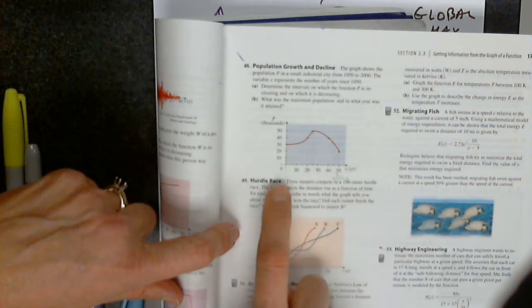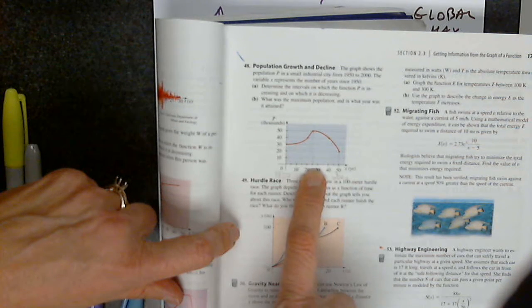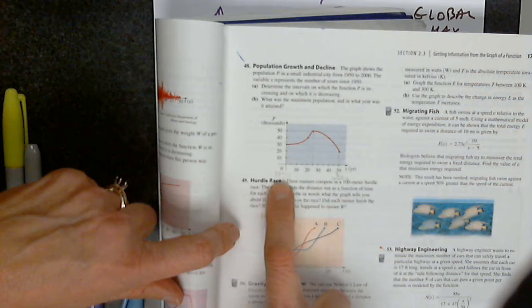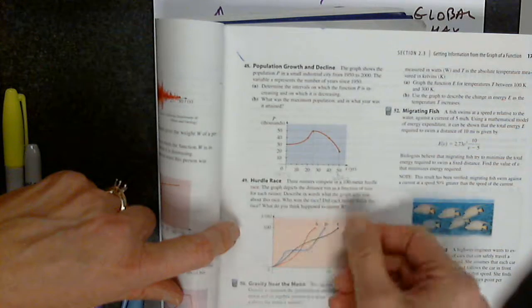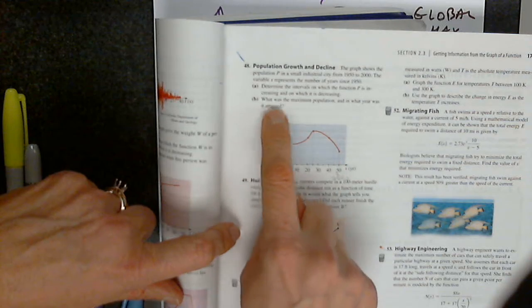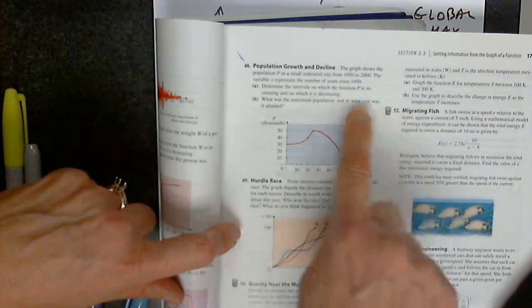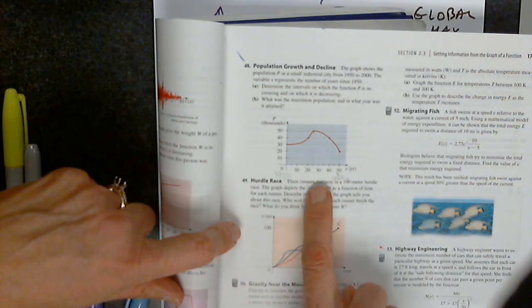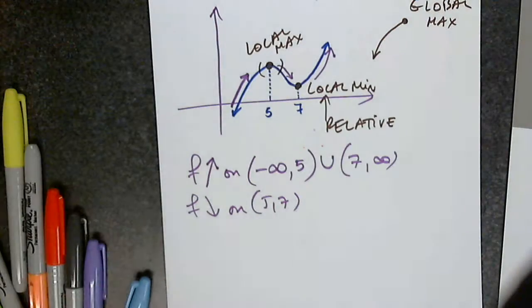So it's increasing between 1950 and, so this is 25, right? 1975, it's increasing. It's decreasing between 1975 and 2000. Not from which value to which value. What was the maximum population? That's a different question. What is the maximum population and in what year was that attained? 50,000 in 1975. That's how we read max, min, local max, local min, and increasing, decreasing intervals from a graph.